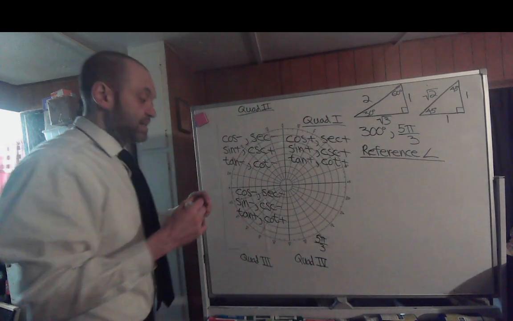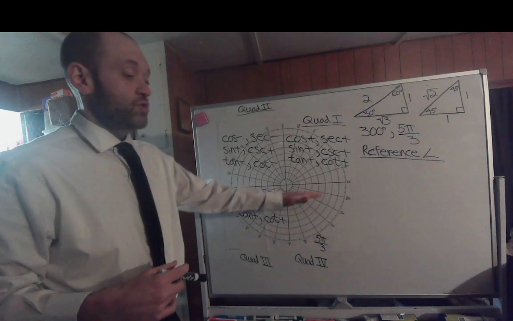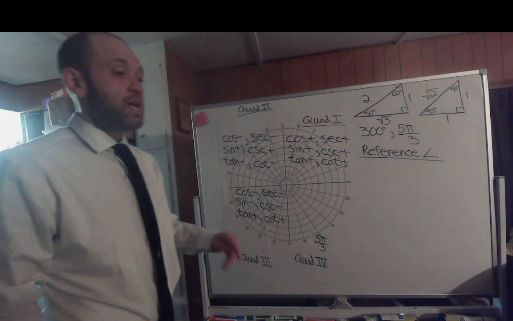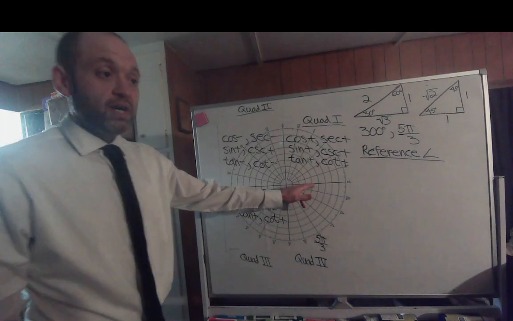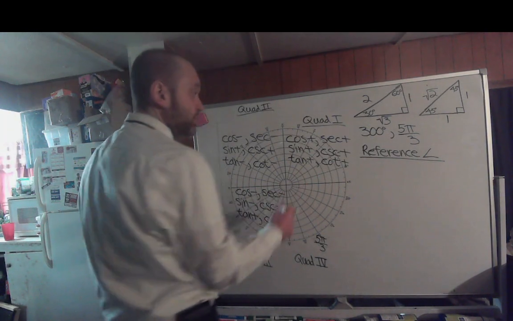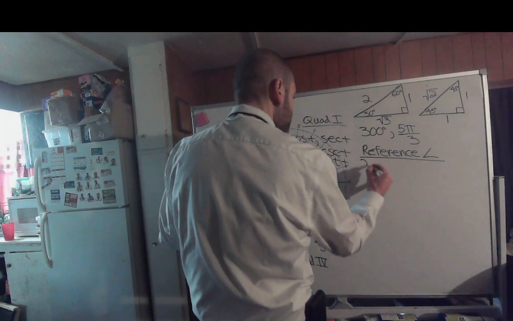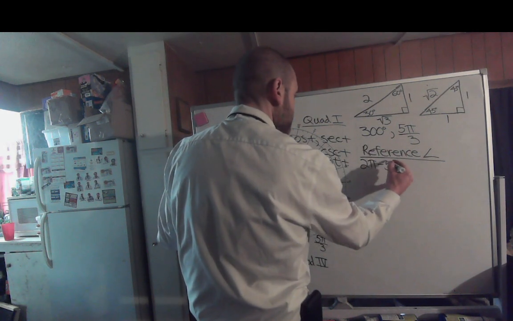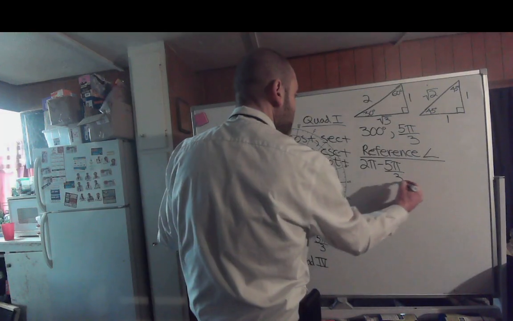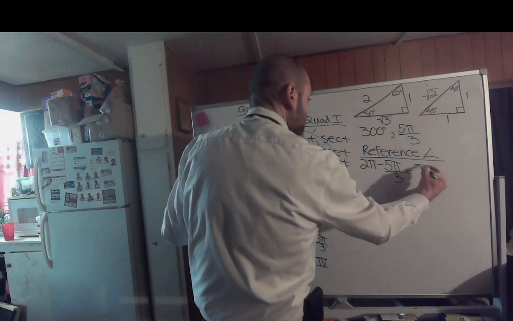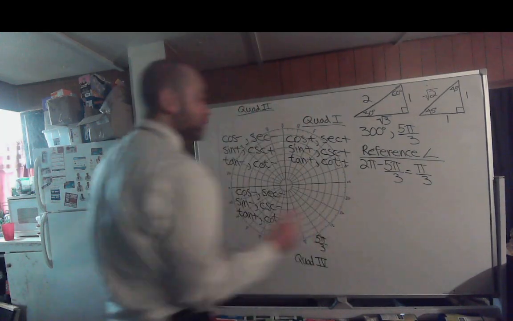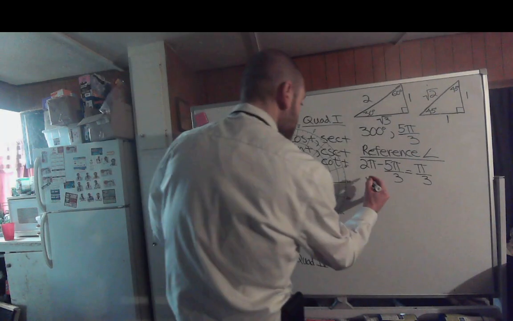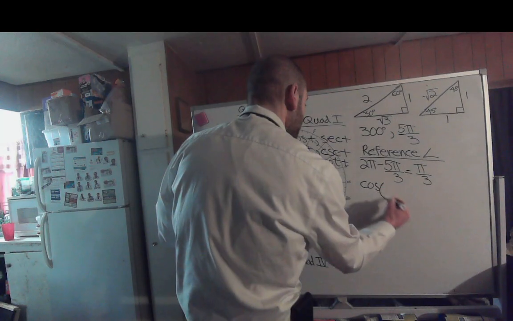Now keep in mind, as I've stated, we are in the fourth quadrant. Your reference angle is going to be taking away from 2 pi or 360. So in the fourth quadrant, you would take 2 pi and subtract whatever your current angle is, which is 5 pi over 3, which means your reference angle would be pi over 3. So you're going to treat this like another 60-degree angle. So let's go ahead and find the cosine of 5 pi over 3.